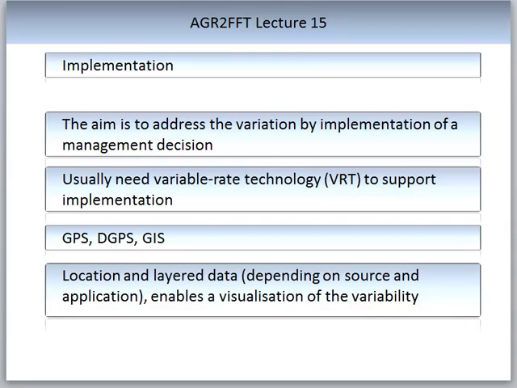The next stage is implementation. The aim of this is to address the variability by implementation of a management decision. Usually you require variable rate technology to support the implementation if you're dealing with zoned variation. This can include GPS, DGPS and GIS technologies. Location and layered data, depending on the source and the application, requires visualization of the variability.